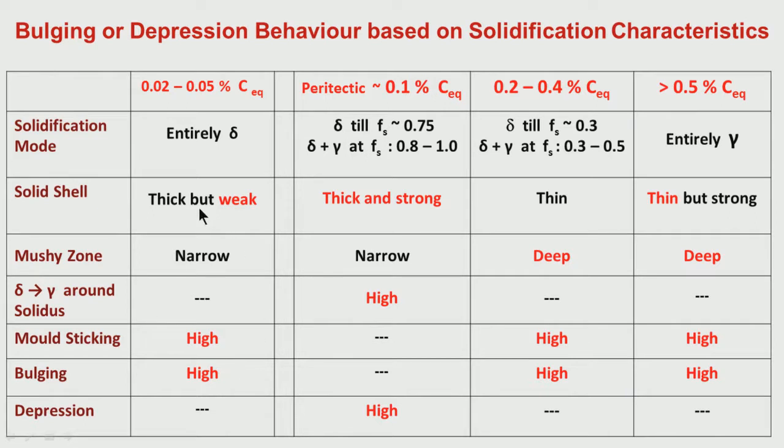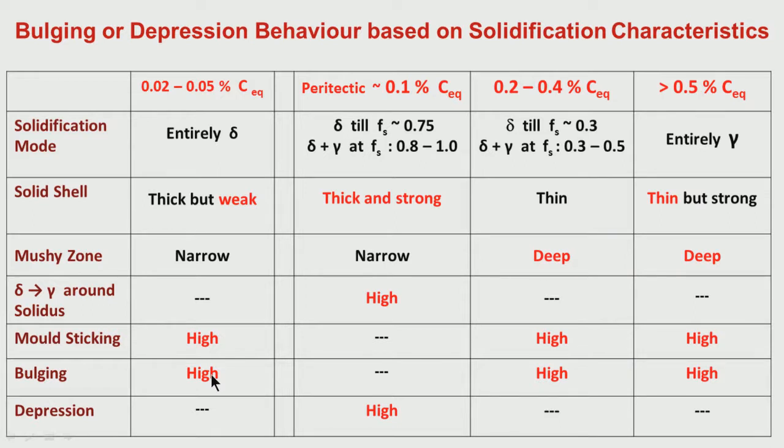But here there is not much microsegregation, but it is delta, even after solidification, for a certain temperature range, and delta has relatively lower strength at high temperature compared to austenite. So the shell is thick, but it is weak because it is delta. Because it has low strength it cannot resist ferrostatic force or strain. The consequence is a sticking or bulging tendency.